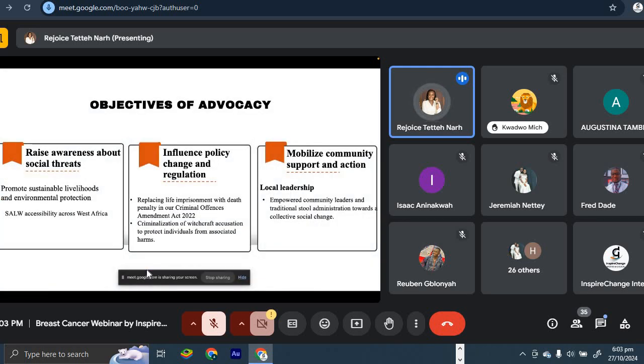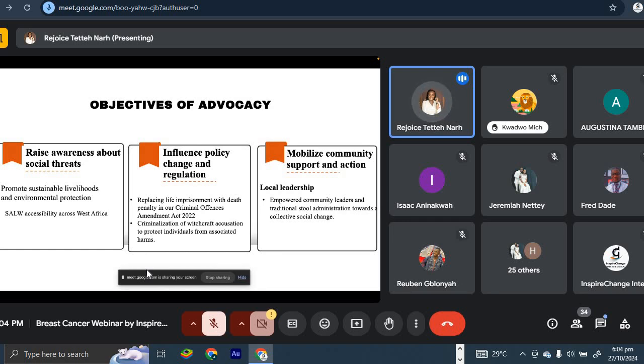So the objectives of advocacy, why people try to advocate for certain social issues, wanting to see a particular change, is basically to help them raise awareness about the threats. Because until that threat is made known to others, people will not really know the implication or impact it's going to have on their existence. So when this is done, it's going to promote sustainable livelihood. And when we embark on advocacy, we are also looking at influencing policy change.